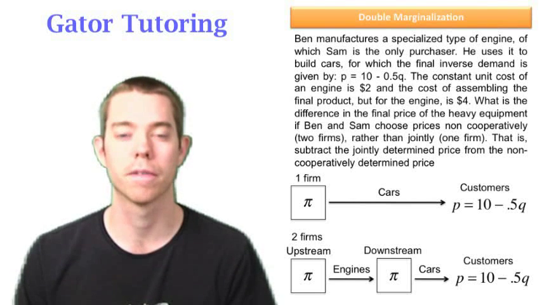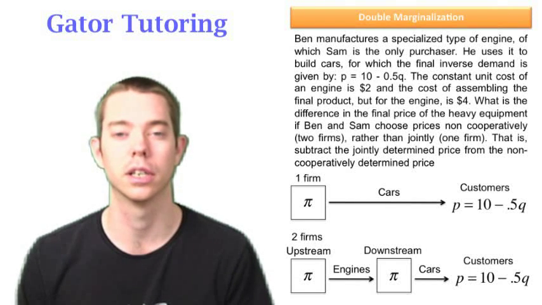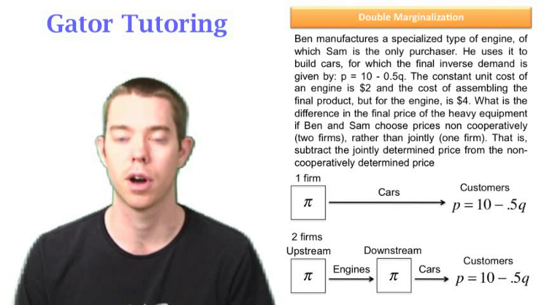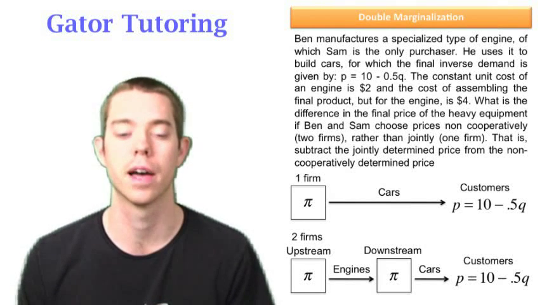So we're going to solve through that. In this question, it's only asking us the difference between the price, but it could, again, ask us the difference between the quantity sold. It could ask us the difference between total industry profit. So just be aware of that.